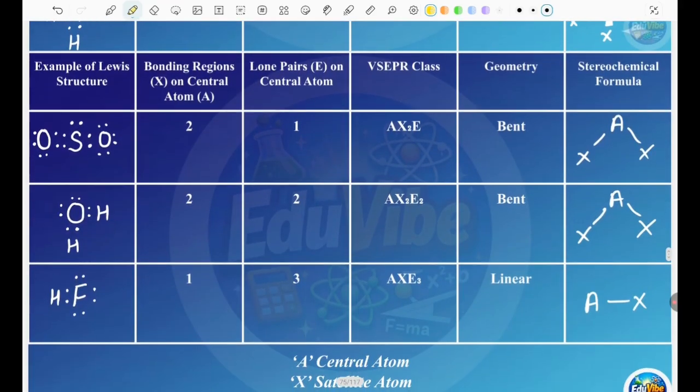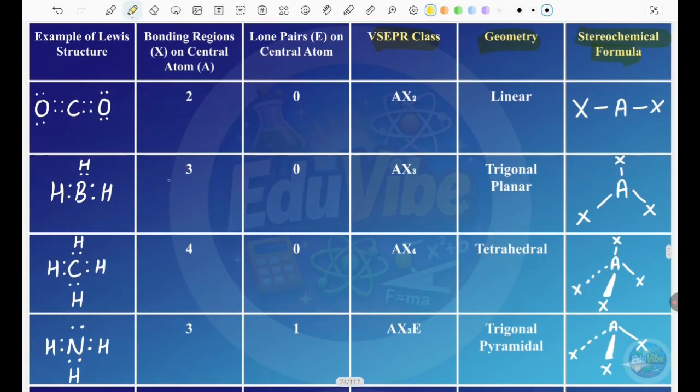So these are the stereochemical formulas, and we have their bonded regions. A bonded region, an atom that is bonded, is denoted by X. The central atom is always denoted by A, and a lone pair, if the atom has one, is denoted by E. So what is a lone pair? I will tell you how a lone pair looks in a structure, and we will do some examples too.